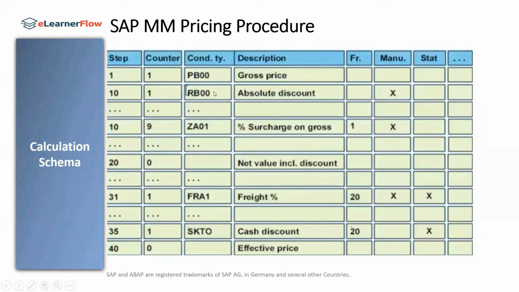Suppose if you're entering the rebate manually, then you need to enter it in the system manually. If you want the rebate to be picked up automatically, then the relevant condition type and condition table in the access sequence need to be defined. Similarly, you go on defining sequentially what are all the other surcharges, freight costs, taxes that are applicable, and on what value or what component these calculations are performed.